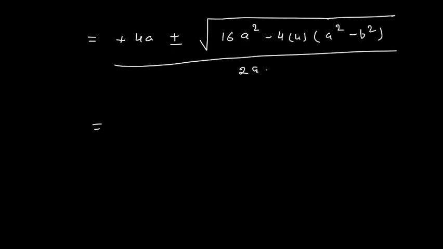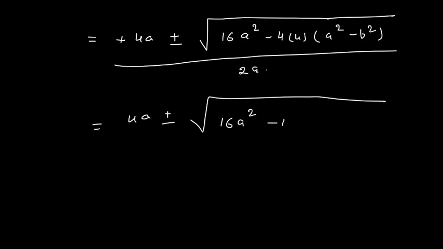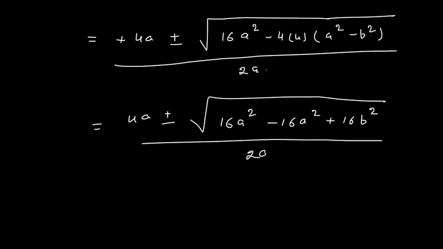So this is equal to 4a plus minus root of, now this is 16a square, we open the bracket, 4 into 4 is 16, so it is minus 16a square, and this minus will be plus, so plus 16b square, whole divided by 2a. So this 16a square and 16a square will cancel, so x is 4a plus minus, now 16b square, its square root is 4b, whole divided by 2a.